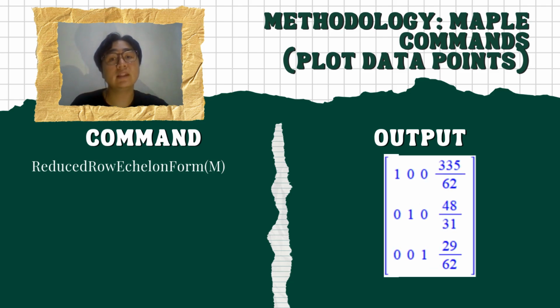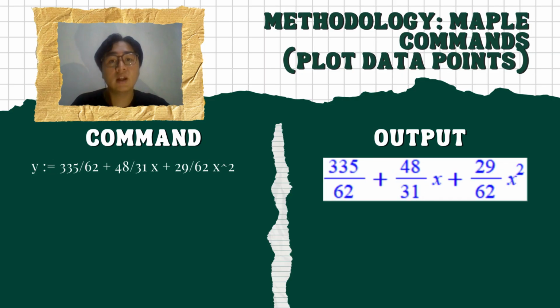Now we want our calculation to be written down in Maple. So we just write all of it back down, and we should get the equation such as that. And that is actually a quadratic model. Now from our M, we can do our RREF to find A, B, and C. And here we got that A is 335 over 62, our B is 48 over 31, and our C is 29 over 62.